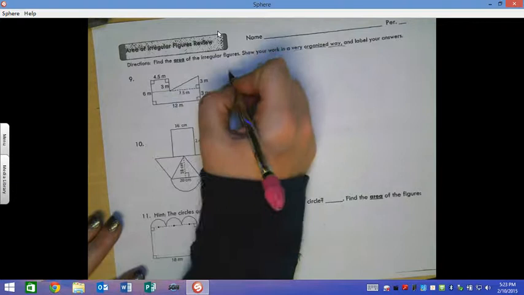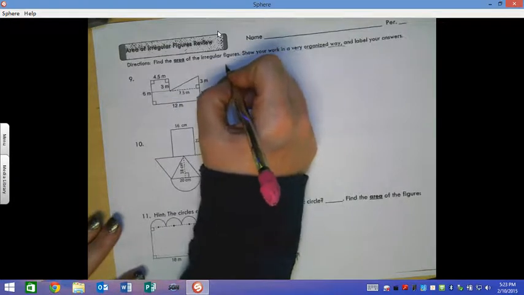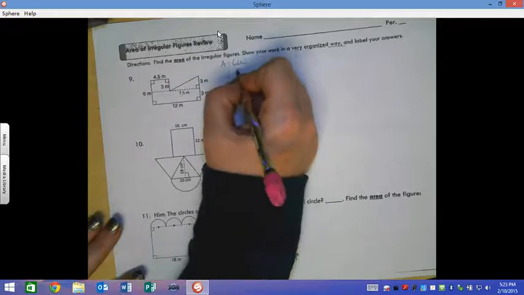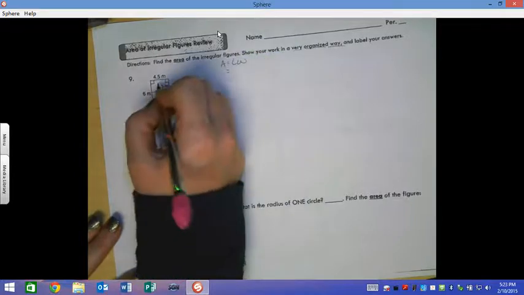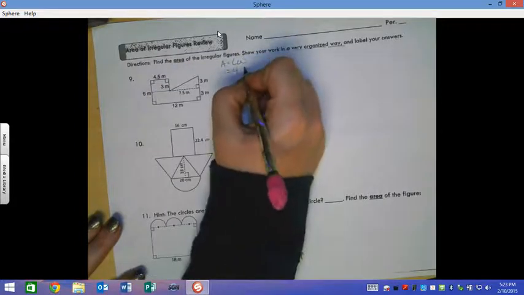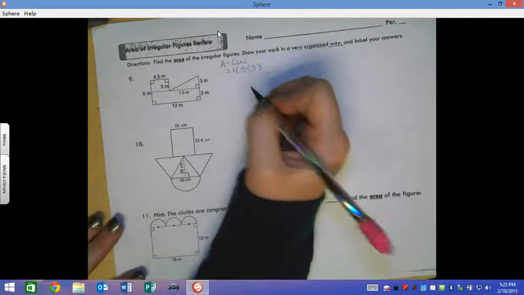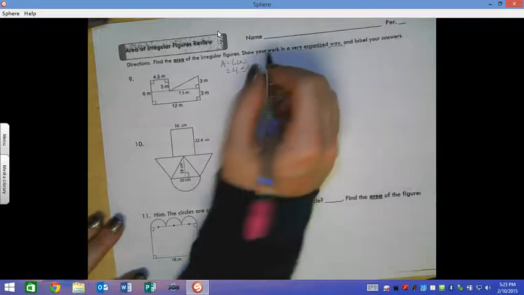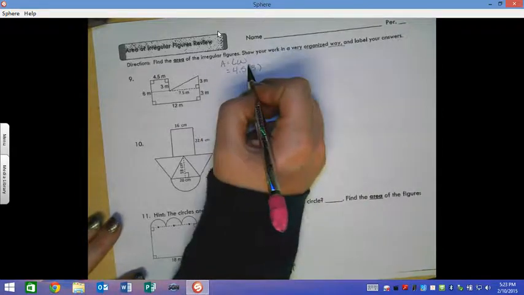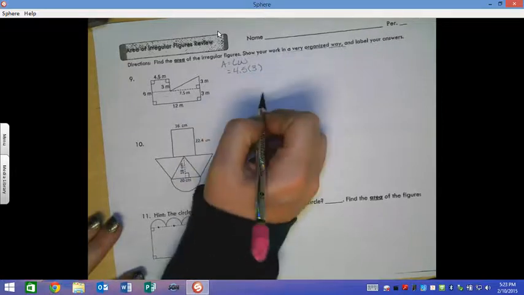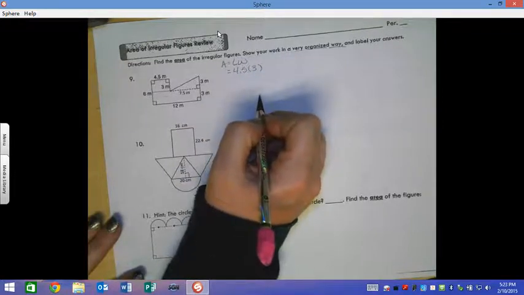In order to find the area of a rectangle, we have to do area equals length times width. So in this case, we would do 4.5 times 3. Notice, nice, neat, and orderly, just like we talked about in our small group. We do our formula first, then we substitute in our numbers, then we go through and answer the questions.